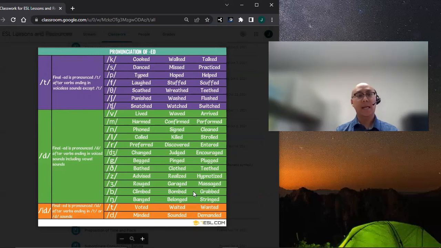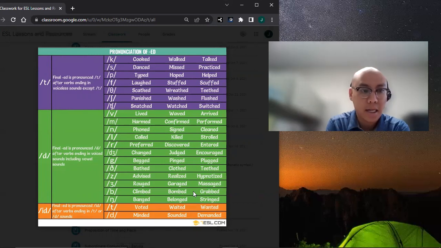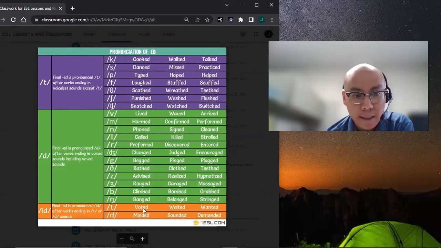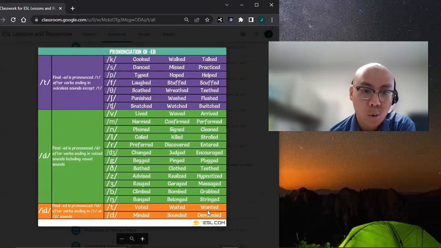And the last one, id. Again, this one, that last sound is going to be ta or da, right? And when you hear that sound, we add the extra syllable, id, okay? So: voted, waited, wanted, minded, sounded, demanded.